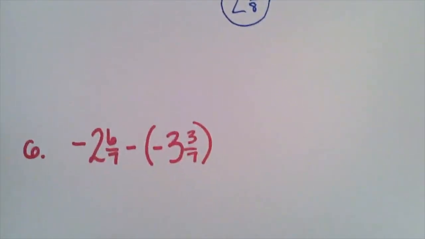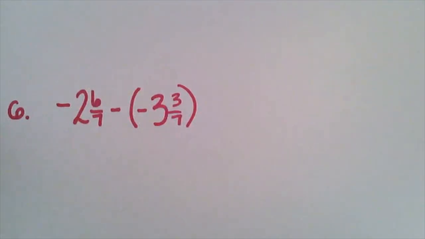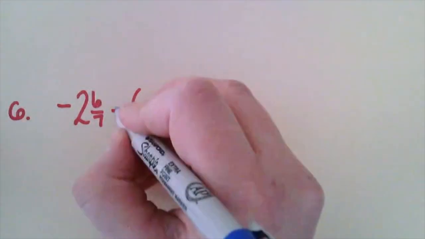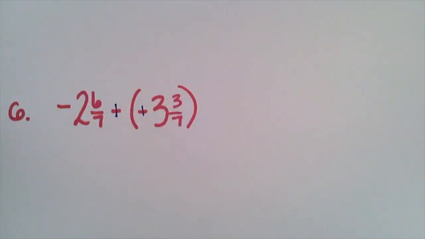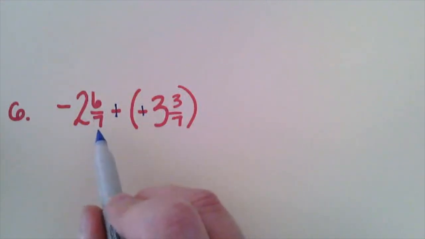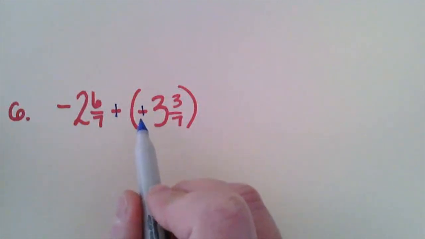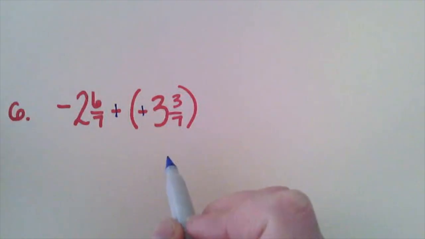Let's move on to number 6. Oh, this question is a good one. Negative 2 6/7 minus negative 3 3/7. We've got negatives, we've got subtraction, we've got more negatives. We know that when we say the magic word, minus, we have to add a line and change the sign of the next number. So this problem has now become negative 2 6/7 plus positive 3 3/7.